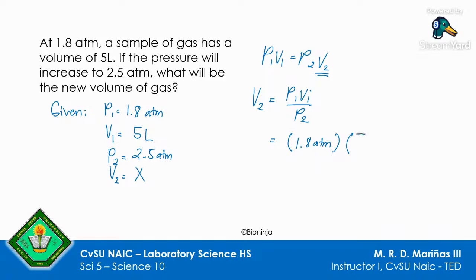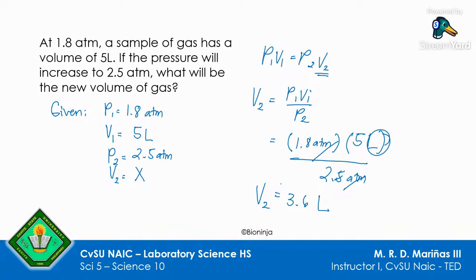With the new initial volume, which is 5 liters, divided by P2, which is 2.5 atm. So just perform the mathematical operation. You're just going to multiply 1.8 times 5 liters divided by 2.5, and you're going to get 3.6 liters, canceling atm, and you are now left with liters. So the new volume is V2.